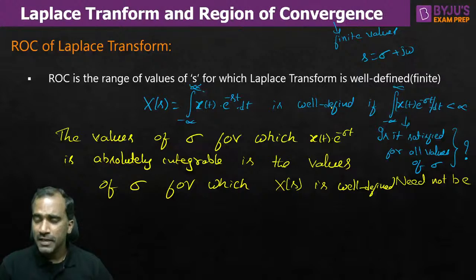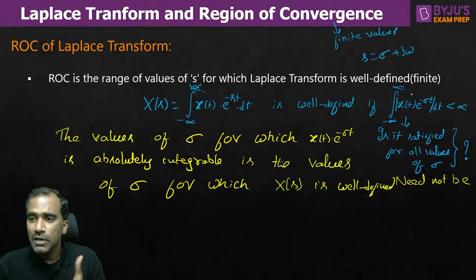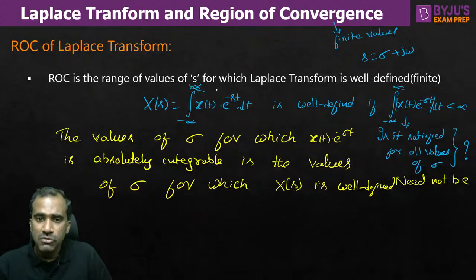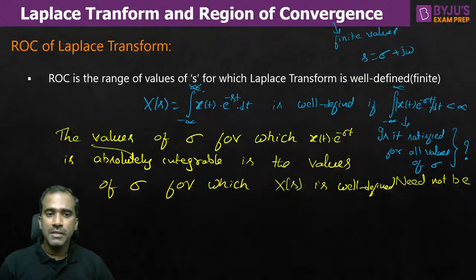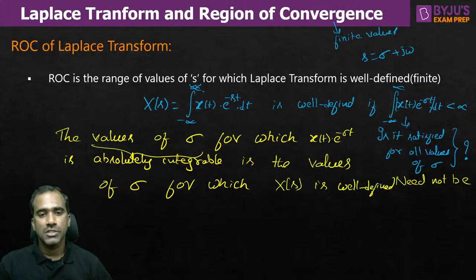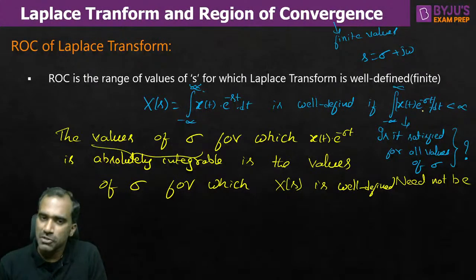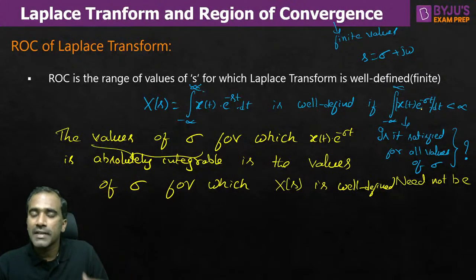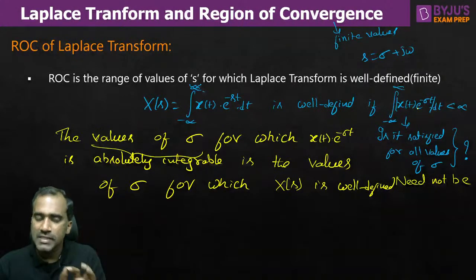Because the Laplace transform is well defined when this condition is satisfied, and this condition is satisfied only for certain values of sigma. Only for those values of sigma is the Laplace transform well defined. These values of sigma for which this condition is satisfied, we call the region of convergence, or range of convergence also we can call it, but somebody has coined the word region of convergence. There is a reason why they have coined it as region of convergence. The reason is, whatever values of sigma you're talking about, you can plot on a graph.